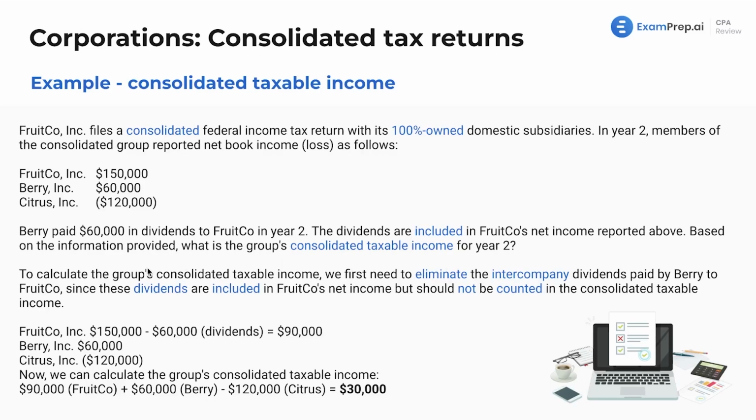It's just a factor. We're going to have possible questions that are incredibly difficult, some that are more simple, and at the end of the day, the more you see, the better off you will be prepared for the exam. So we're going to calculate the group's consolidated taxable income.